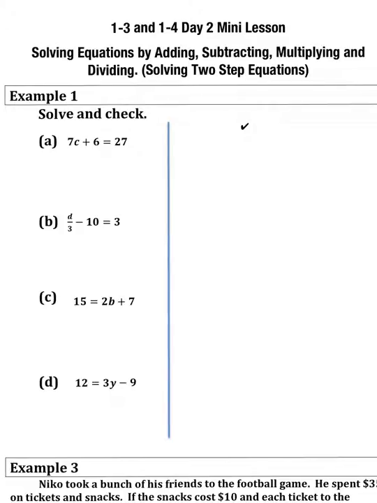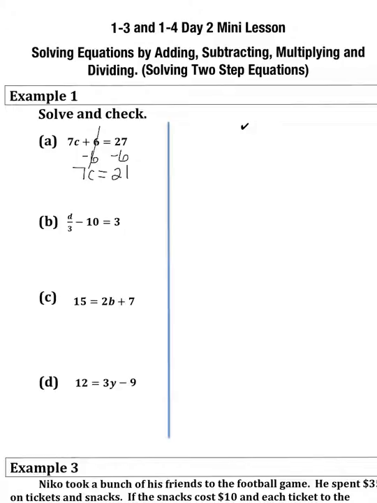We'll take a look at example 1a, 7c plus 6 equals 27. When isolating the variable, we always want to start with the step that is not attached to our variable term. In this case, that would be the plus 6. So we will actually subtract 6 from both sides, which is the inverse operation of addition. And that will cancel the plus 6 on the left-hand side.